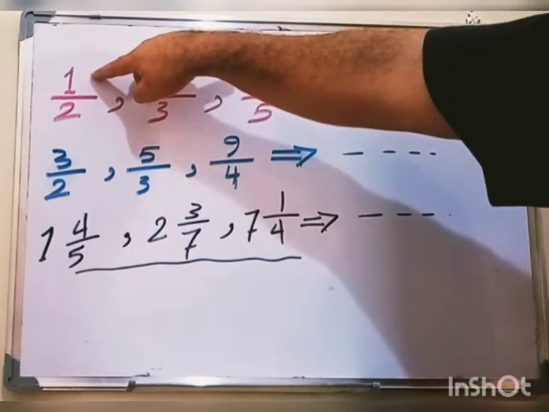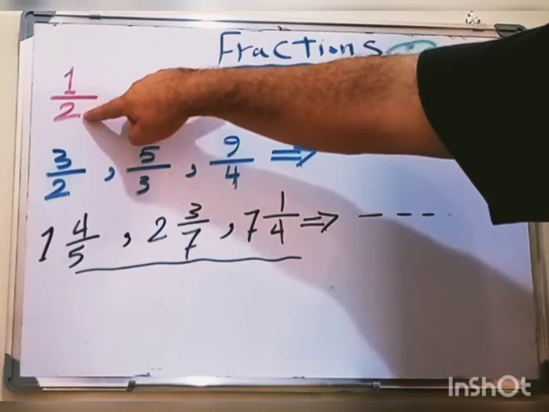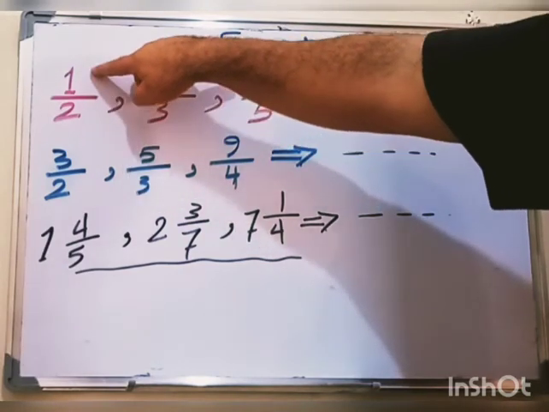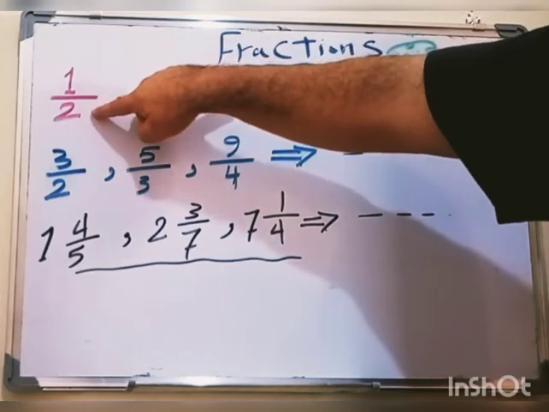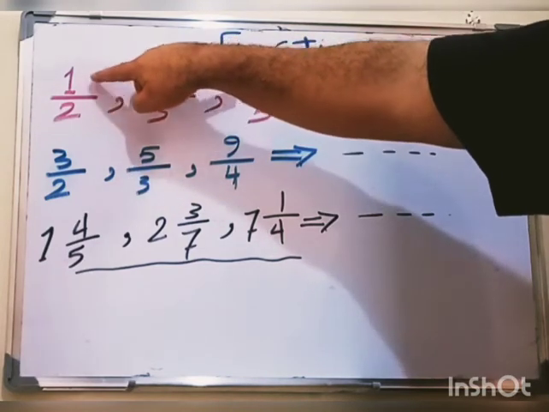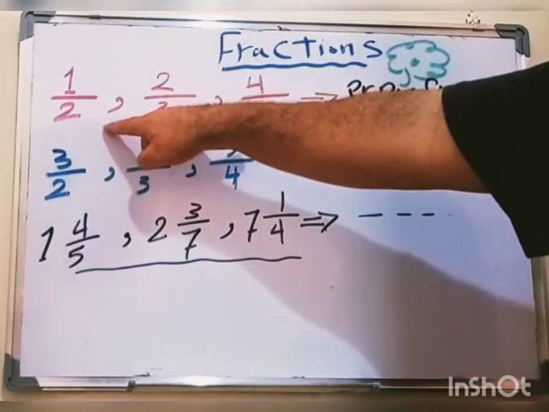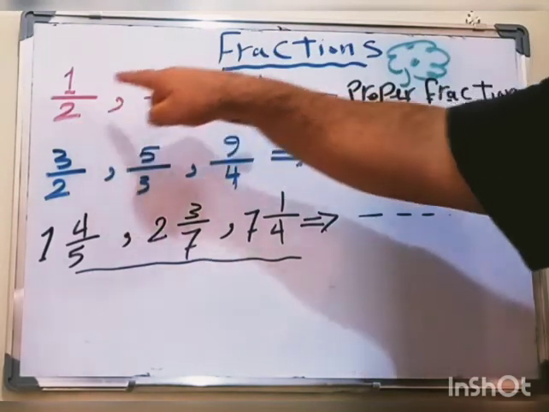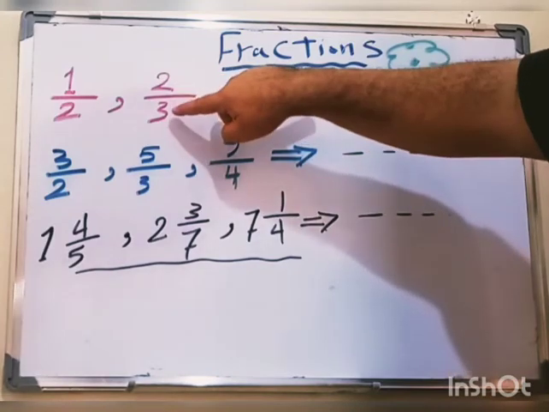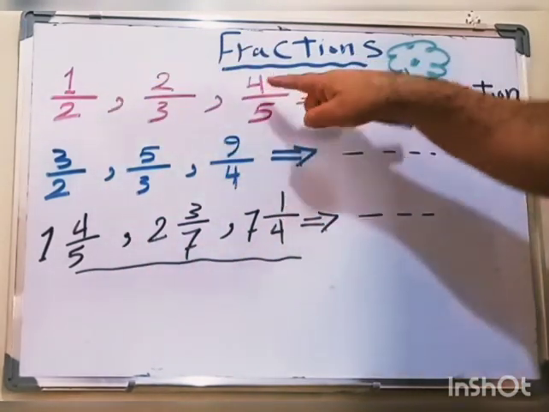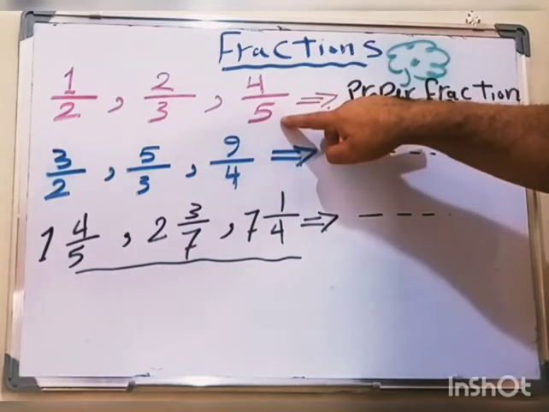top number, denominator bottom number. Top numerator, bottom denominator. This fraction is called 1/2. Numerator smaller than denominator.